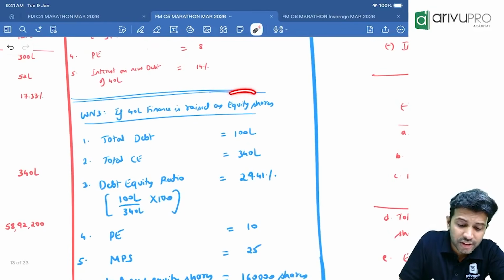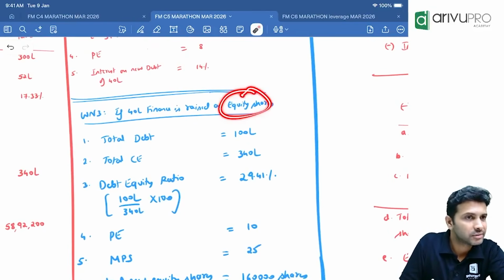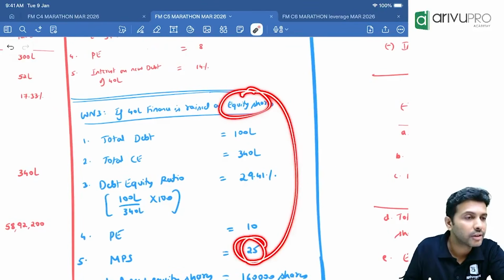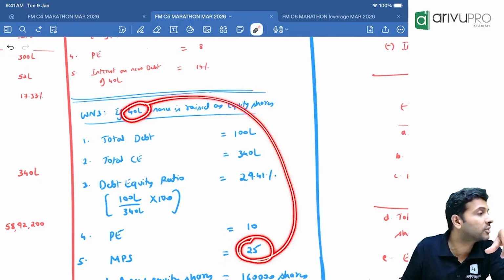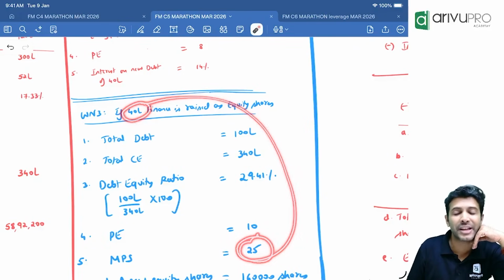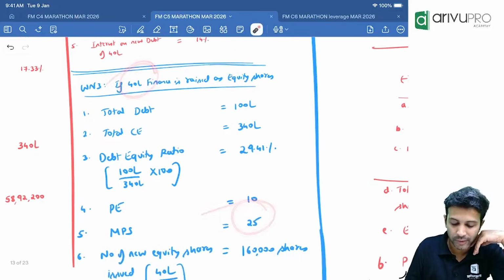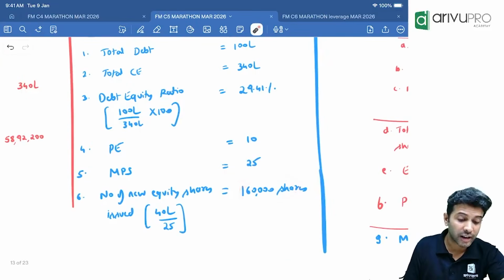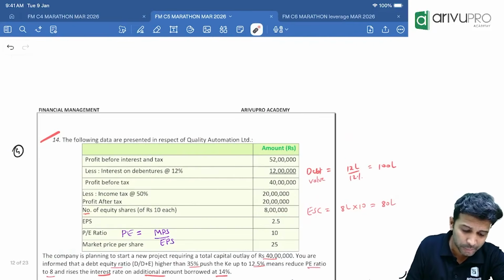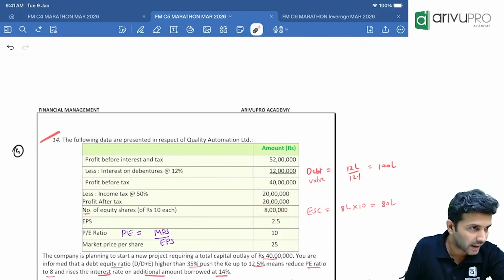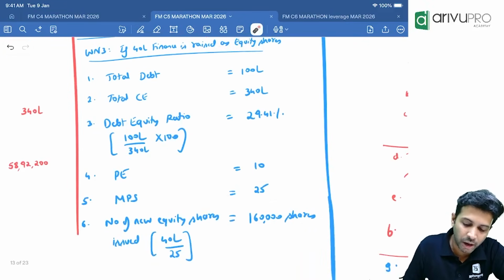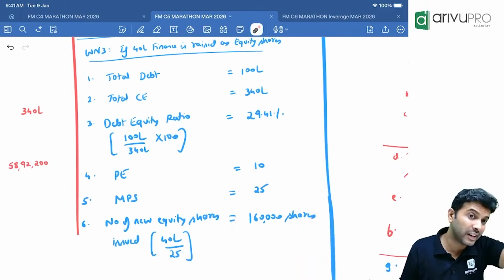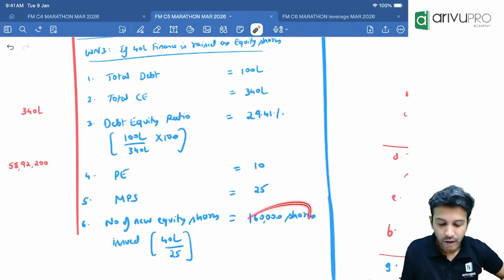Now 40 lakh you are raising through equity shares, right? And what is the market value of one equity share? 25. So how many equity shares will you have to issue? Totally 40 lakh you need through equity shares and the market value of one share is 25. So 40 lakh divided by 25, which is 1,60,000 extra shares. Currently we already have 8 lakh shares. In the second case, 160,000 additional shares will be rolled out. We need this for the EPS calculation. Don't forget that.